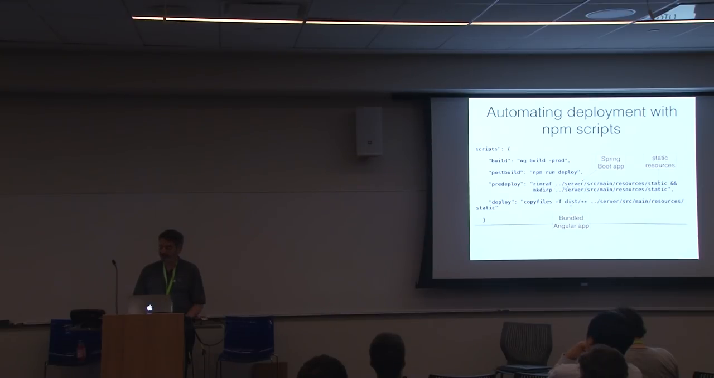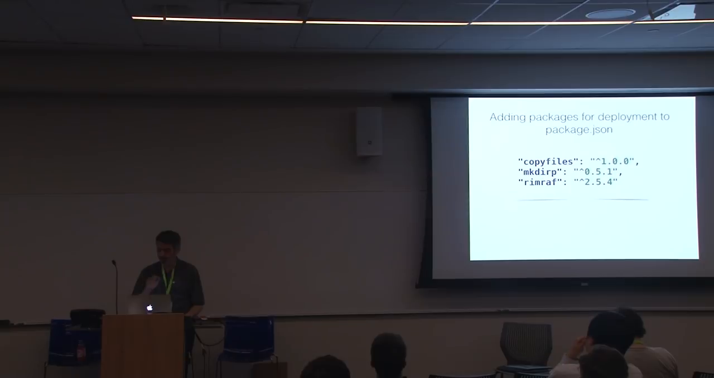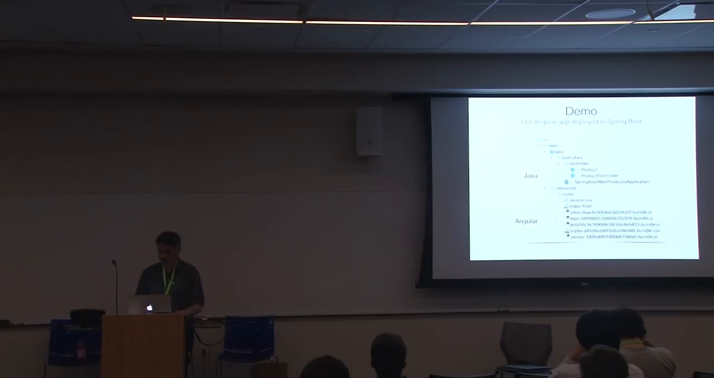Look at this line. Server and client in my example are located in sibling directories. So what I'm saying is, go one level up, then to server and so on, and remove this directory or create a new one. So that's the thing that I want to do. And I'm using these three utilities for that: copy files, mkdirp, and rimraf.